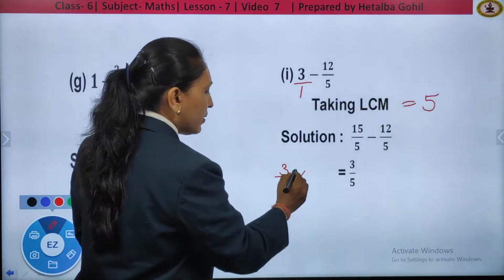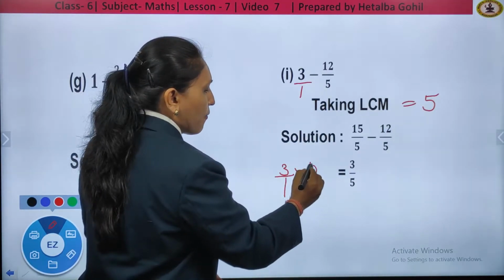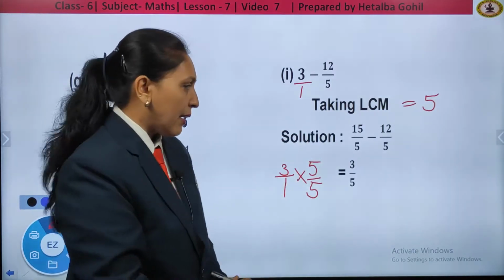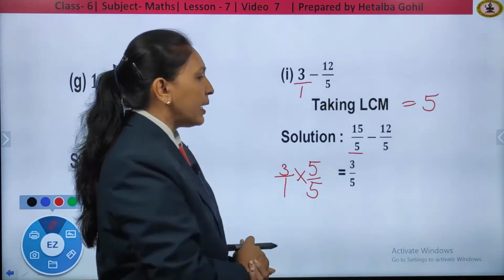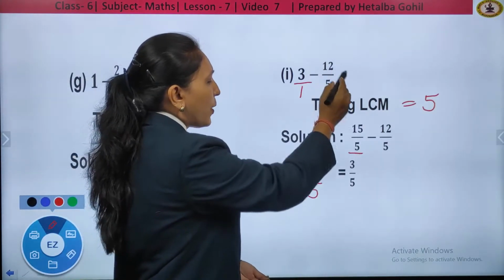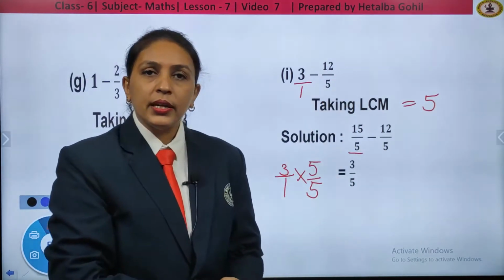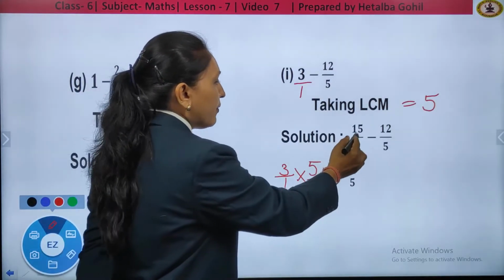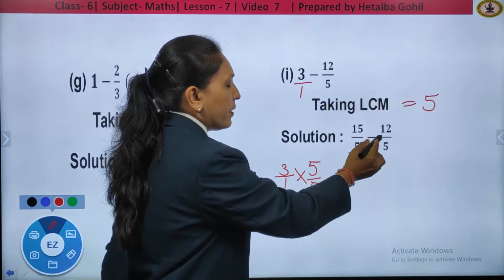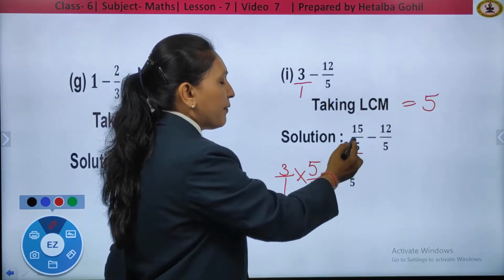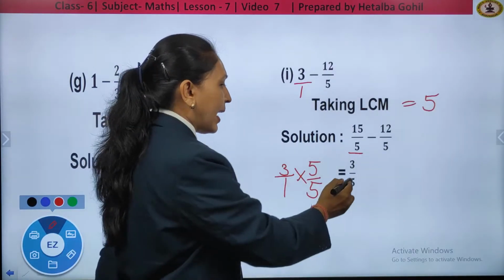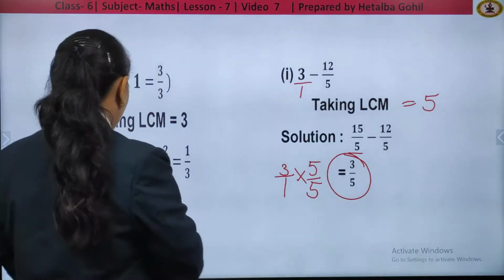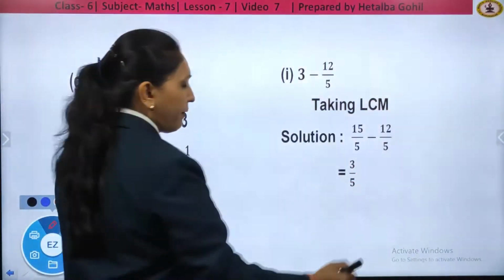So what you multiply with 1 to get 5? Yes, 5 by 5. So what you will get? 15 by 5. As you can see, here I got 15 by 5. Similarly, 12 by 5. I do not need to change the denominator to 5 because already the denominator is 5 only. So what you get finally? 15 by 5 minus 12 by 5. If I subtract the numerators, I am going to get 3 by 5 as the answer here. Okay. So let us see what we have next here.